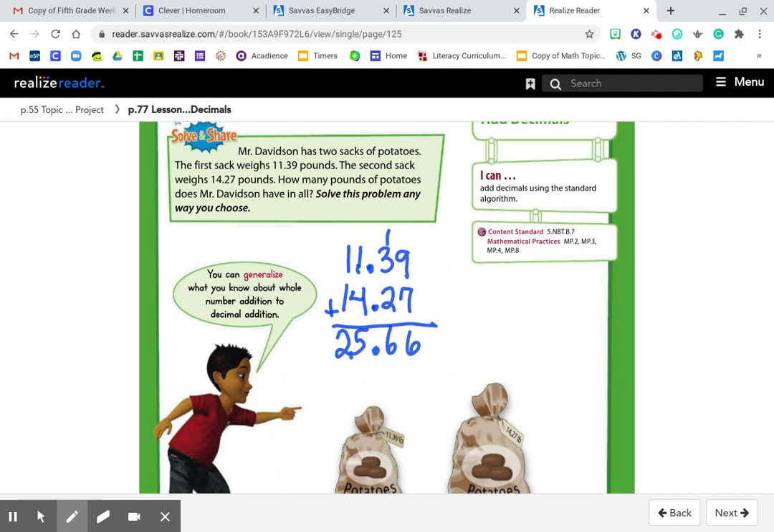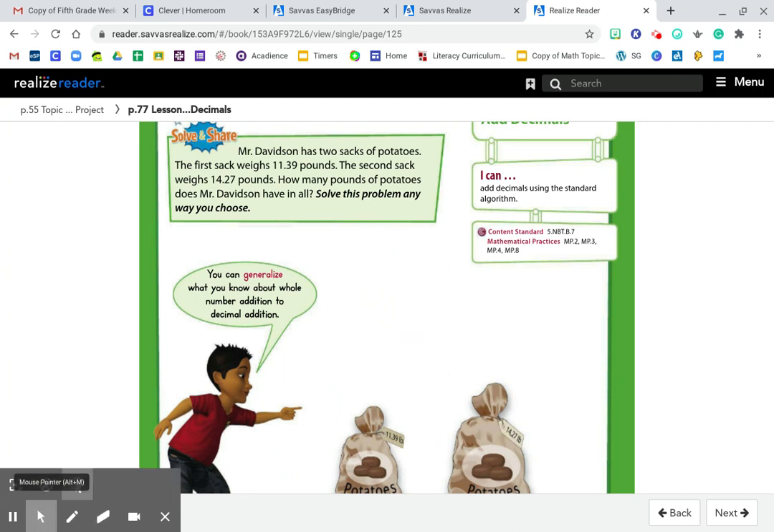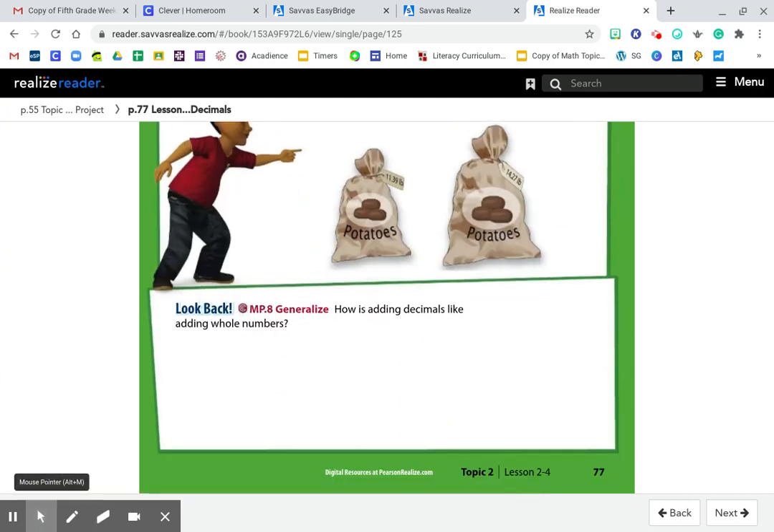Be sure you have everything lined up and everything should go well for you. That's the key in this section. I can add decimals using the standard algorithm, and standard just means the normal way we do it using normal digits and numbers. How is adding decimals like adding whole numbers? We do the same thing in both. We line digits up by the same place value.